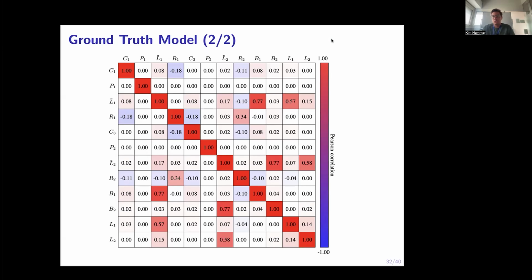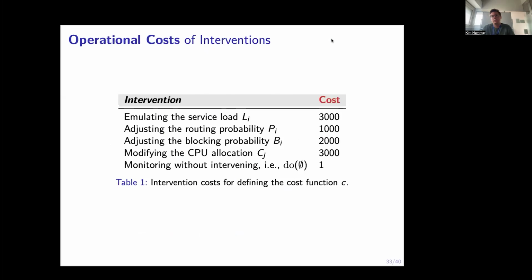And for the evaluation, we also define the cost of the interventions as follows. Clearly, the cost of not changing anything in the system is the lowest cost. Then we define the cost of the other interventions to be roughly how much effort is required for doing the intervention. For example, changing the routing probability in Istio is very simple, so very little effort, whereas emulating the service load can be quite complicated, so that has a higher cost. But in principle, you could define this cost exactly how you like for your particular system.